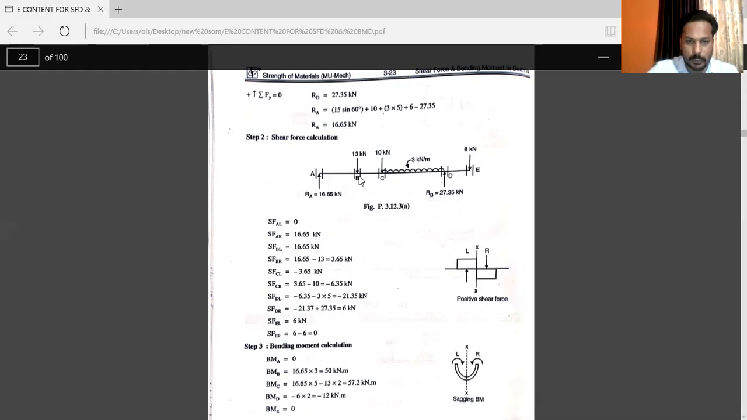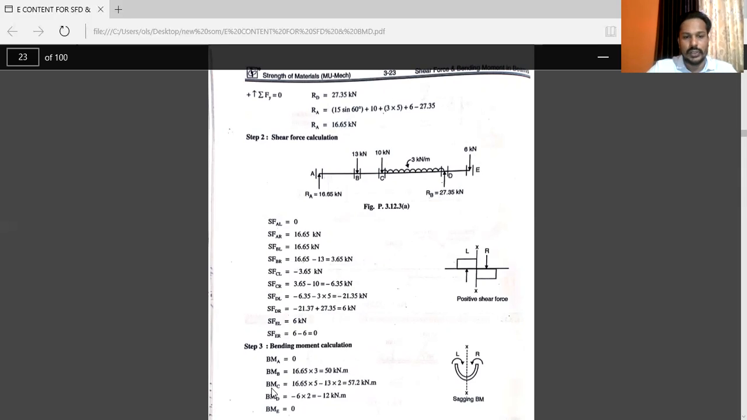Whenever you will consider point B, there will be only one force from the section at the left side, that is RA. RA will move in the clockwise direction about B, so plus 16.65 into perpendicular distance 3. So answer will be 50 kilonewton into meter.